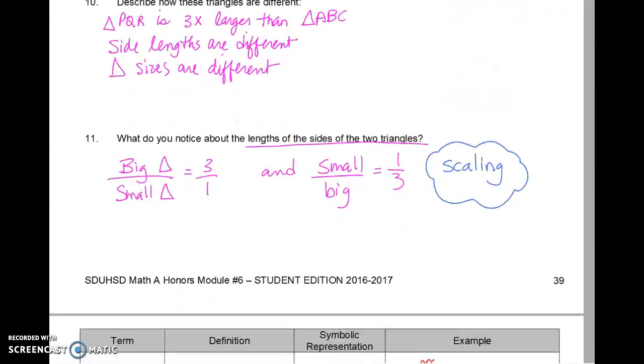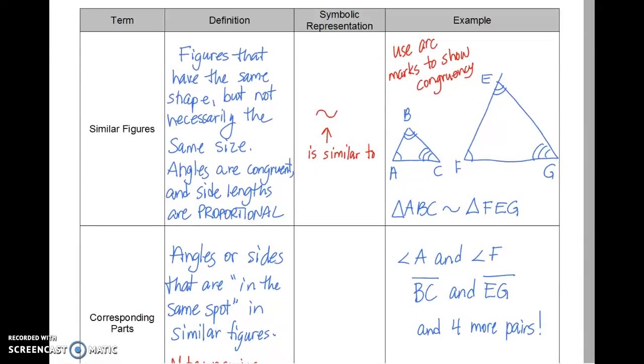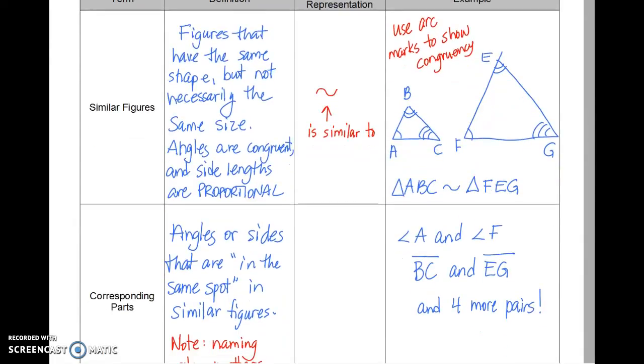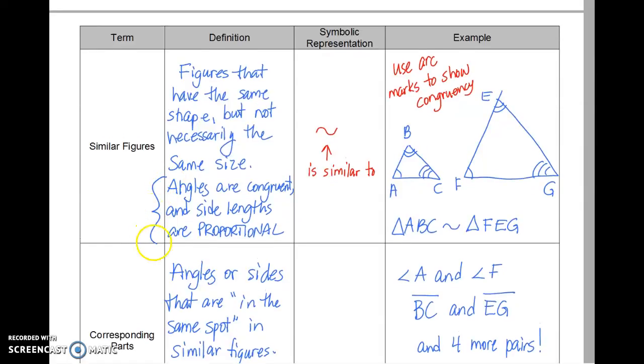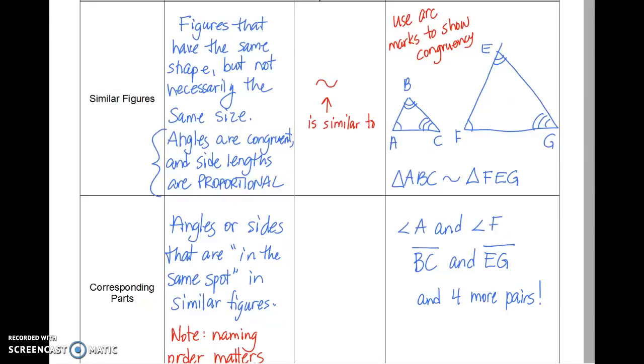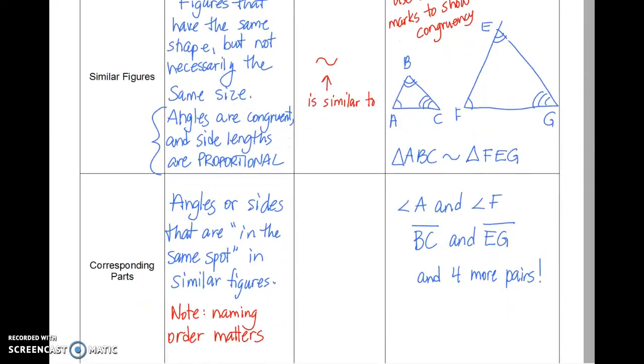And then on the last page are some definitions. And remember, definitions are really important, so I'm going to talk about a few things, and then I'm going to let you pause the video. In the first one, similar figures, they have the same shape, but not necessarily the same size. The angles are congruent, and the side lengths are proportional. The symbol, this little squiggle, means is similar to, and you can see in the last column in the example, we're showing using arc marks to show congruency, and I'm making the statement at the bottom that triangle ABC is similar to triangle FEG, meaning they have congruent angles and the corresponding parts are proportional. Sides, excuse me, are proportional. Corresponding parts we've talked about. And just make a note that the naming order does matter.